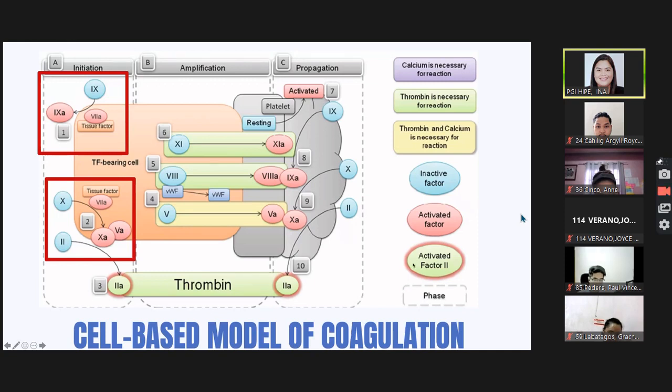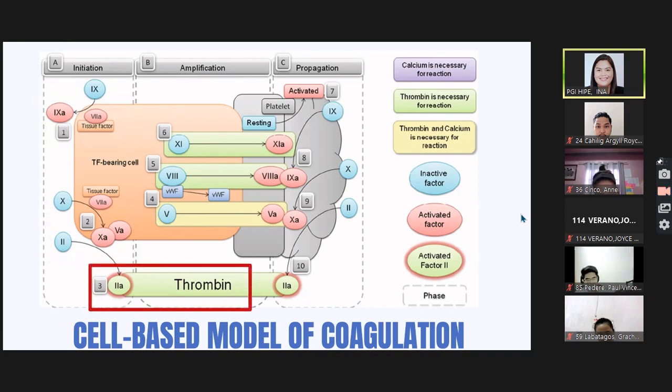The exposure of tissue factor due to a subendothelial injury is the start of the initiation phase. Of course, there has to be an injury before this cascade is activated. The tissue factor forms a complex with activated factor 7 to catalyze activation of factor 10 and 9, which is shown in this figure. The complex of factor 10 and 5, also known as prothrombinase, generates a small amount of thrombin from prothrombin in a calcium-dependent process.